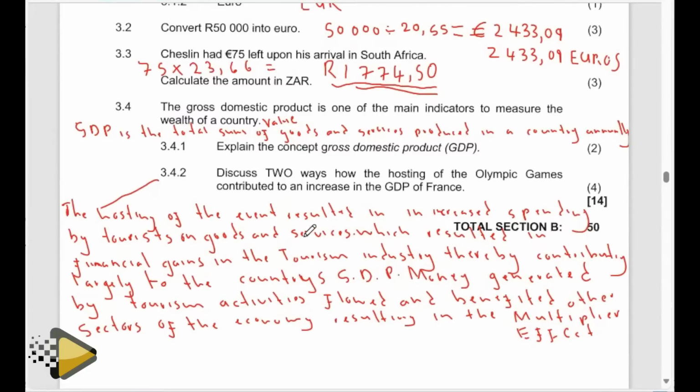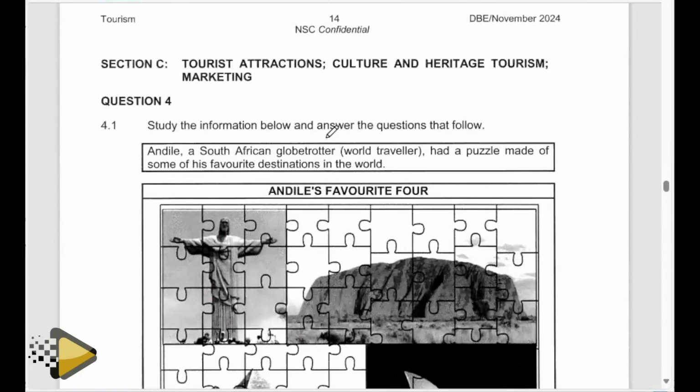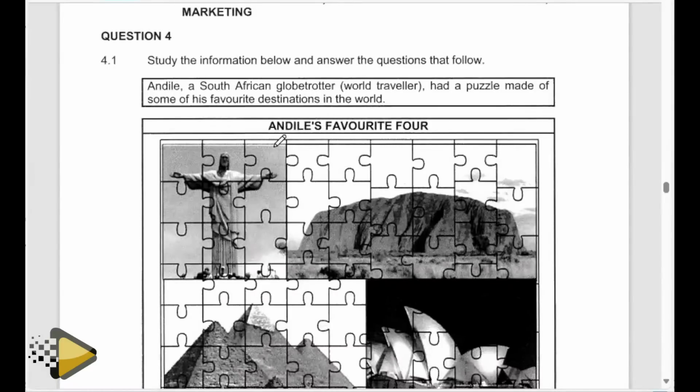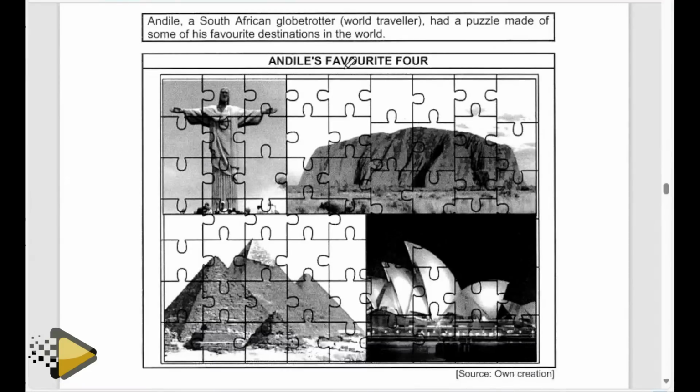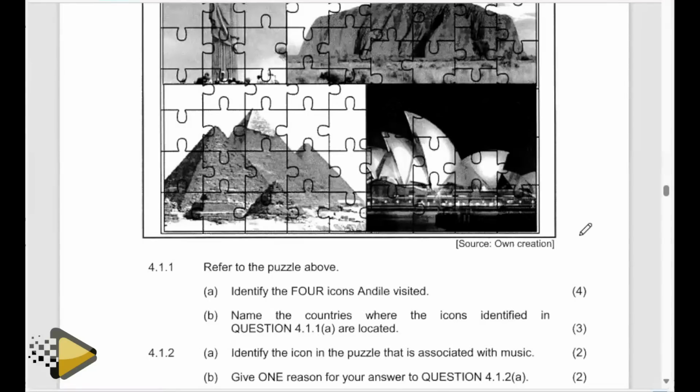Now, moving on to the next question. It has something to do with tourism attractions, culture, heritage, tourism, and marketing. The instruction reads, study the information below and answer the questions that follow. We have Andile, a South African globetrotter, someone who travels around the world. He had a puzzle made of some of his favorite destinations in the world. Andile's favorite four, we have the images chosen by Andile. Now we need to respond to the question: refer to the puzzle above. Identify the 4 icons Andile visited.